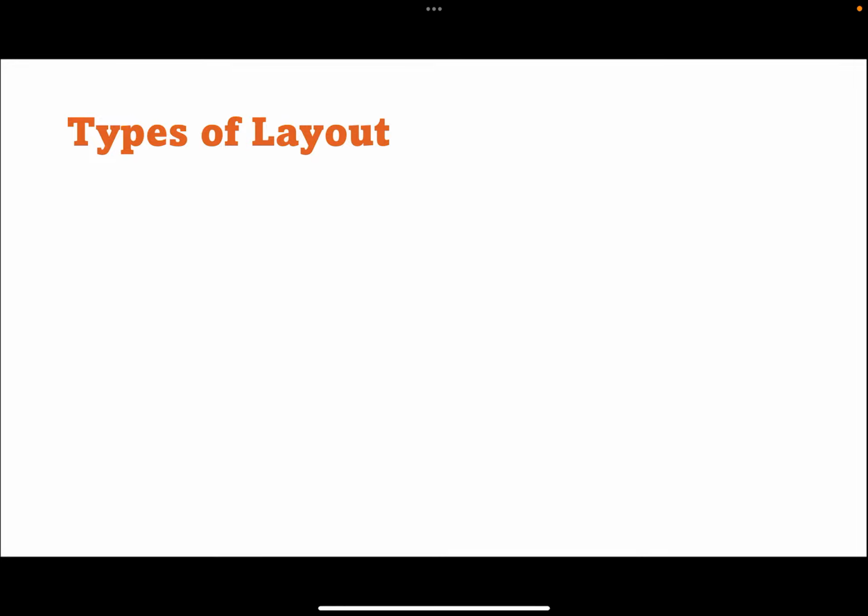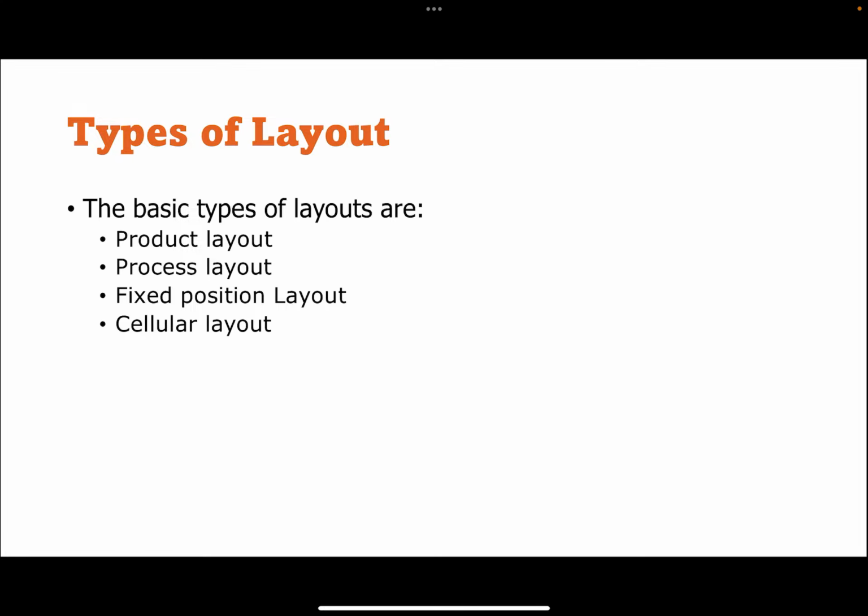So in this video, we will discuss the different types of layout. In the previous video, we have seen what a layout is and the principles on which layout design is based. Now we will discuss the types of layout. The different types of layout are product layout, process layout, fixed position layout, and cellular layout. We will look at each one of these in detail.